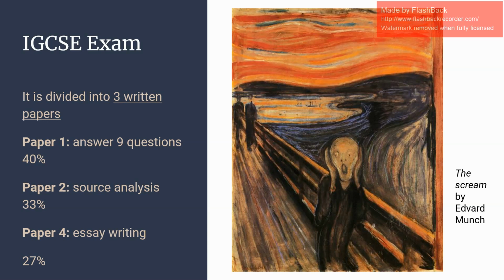Paper 2 is source analysis. The really good thing about this paper is that we know in advance which are the topics that you're going to be asked to study. Cambridge publishes them every year, so that's good. You can practice with all the sources you may find on the internet, plus all the sources I'm going to add in the videos. And it's 33% of your mark. Paper 4 is only 27%, but don't be, let's say, tricked by this.